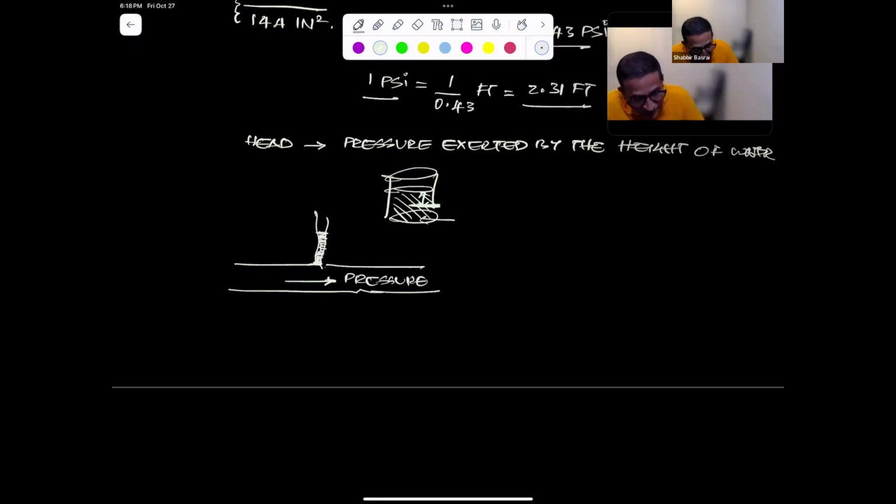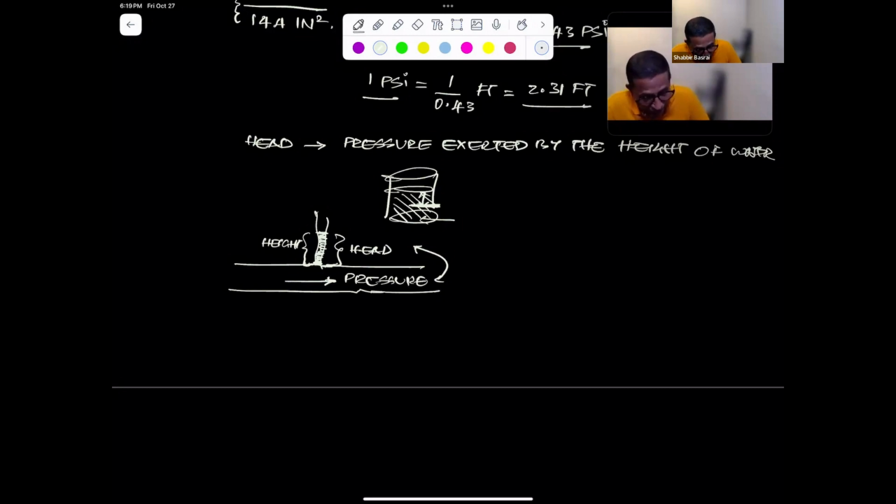What that means is, hypothetically, if I was to put in a column here, an open tube here, this pressure is going to be able to support a certain height of the water. And this is basically that head that we are talking about. So this is basically the relationship between head and pressure. Does that make sense?